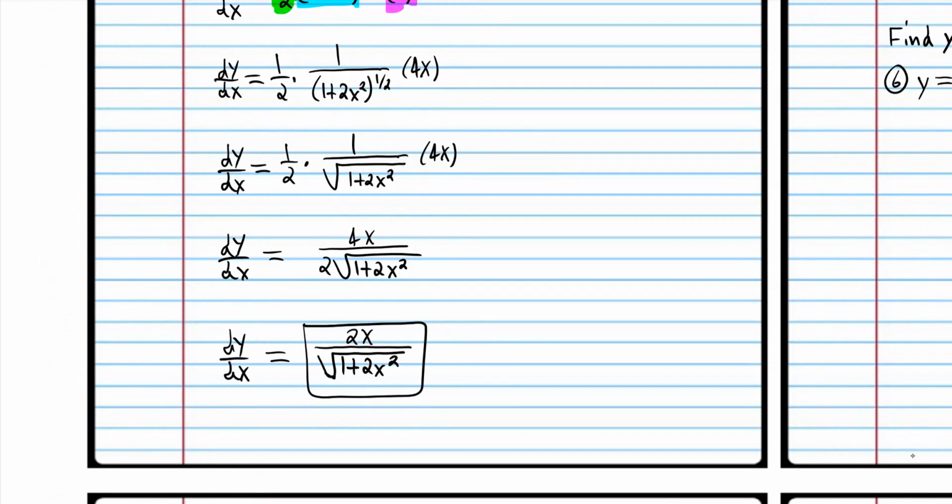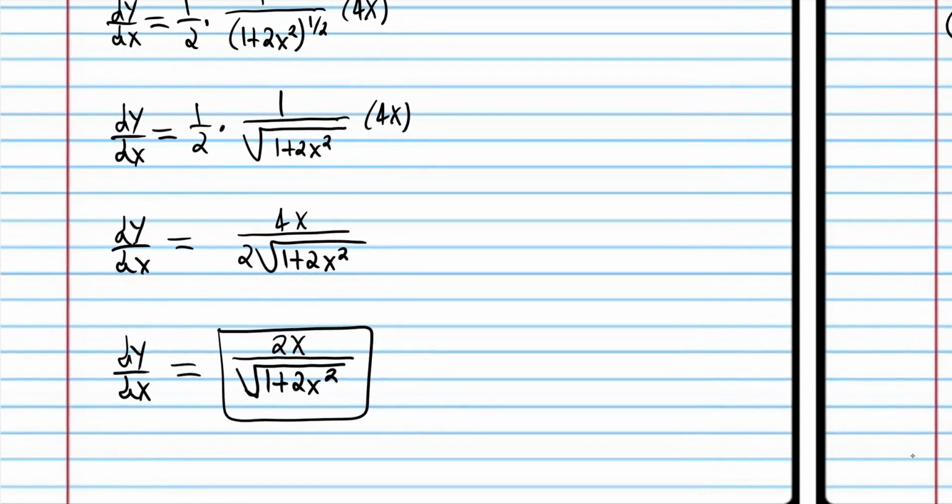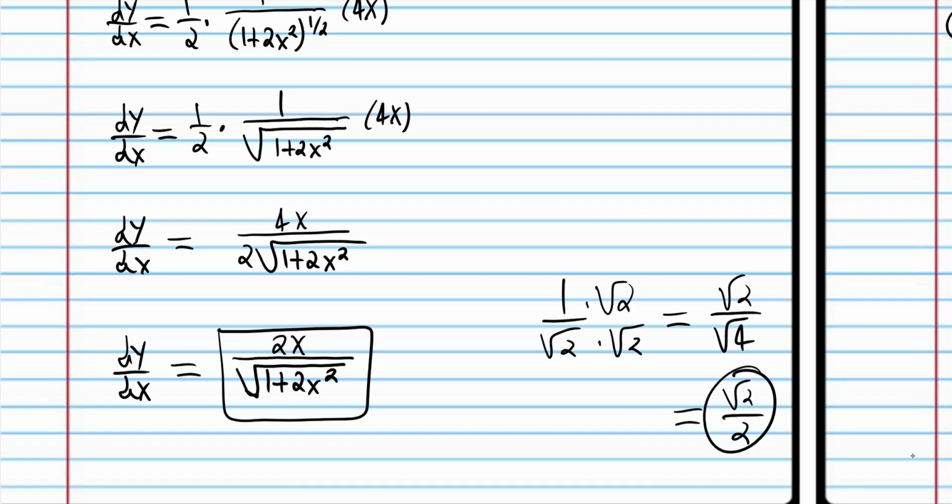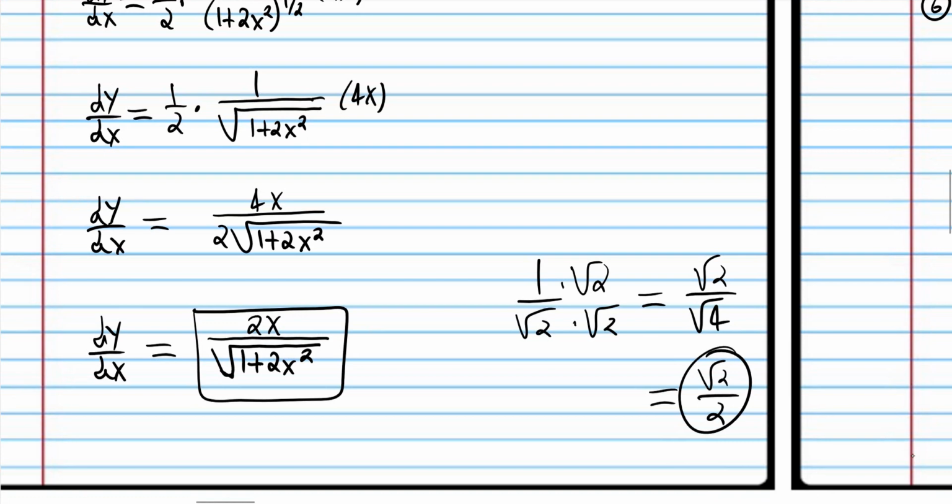Now some students might say, well, wait a second, you can't have a root in the denominator. Well, if you have a situation like 1 over root 2, that's a very simple situation, and you can get rid of that root in the denominator by multiplying both sides by root 2, and we get root 2 over root 4, which is root 2 over 2, so you can get rid of the irrational number in the denominator.